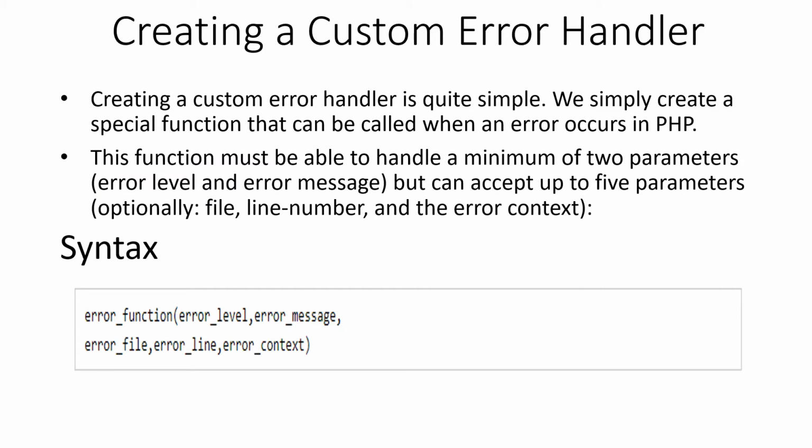Creating a custom error handler. Creating a custom error handler is quite simple. We simply create a special function that can be called when an error occurs in PHP. This function must be able to handle a minimum of two parameters, error level and error message, but can accept up to five parameters, optionally file, line number, and the error context. The syntax is: error_function(error_level, error_message, error_file, error_line, error_context). This is the syntax of creating a custom error handler.